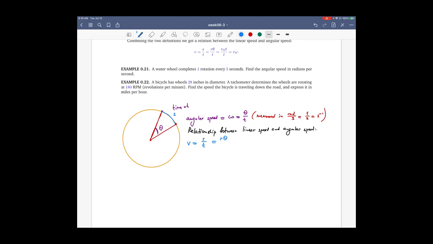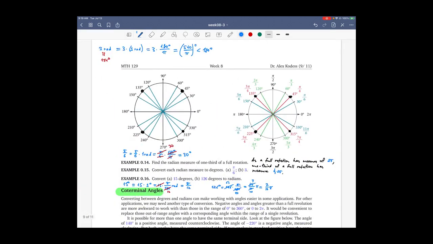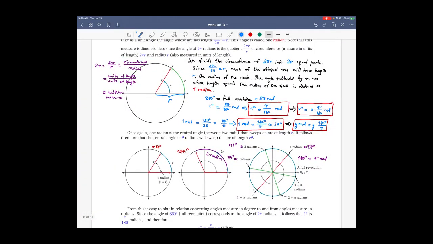We know that: length of the arc equals radius times the measurement of the angle subtending the arc in radians. This is how radians were defined. Remember, 1 radian was defined as the central angle subtending an arc of length r, the same as the radius of the circle. That's 1 radian.